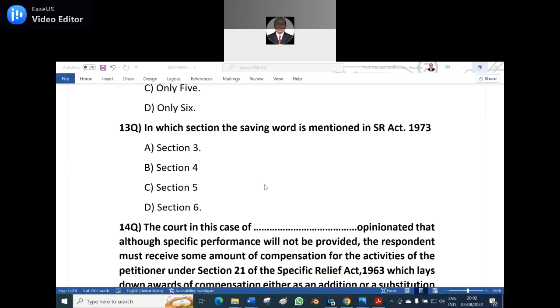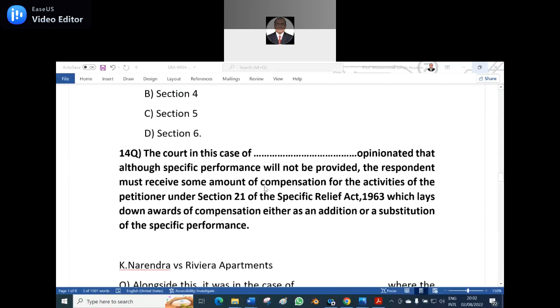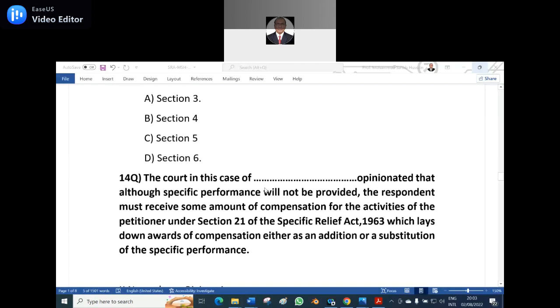So in the 13th question, the right answer is section 3. The saving word is used there in the SR Act. 14th question. The court in this case of dash opined that although specific performance will not be provided, the respondent must receive some amount of compensation for the activities of the petitioner under Section 21 of the Specific Relief Act 1963, which lays down awards of compensation either as an addition or a substitution of the specific performance.